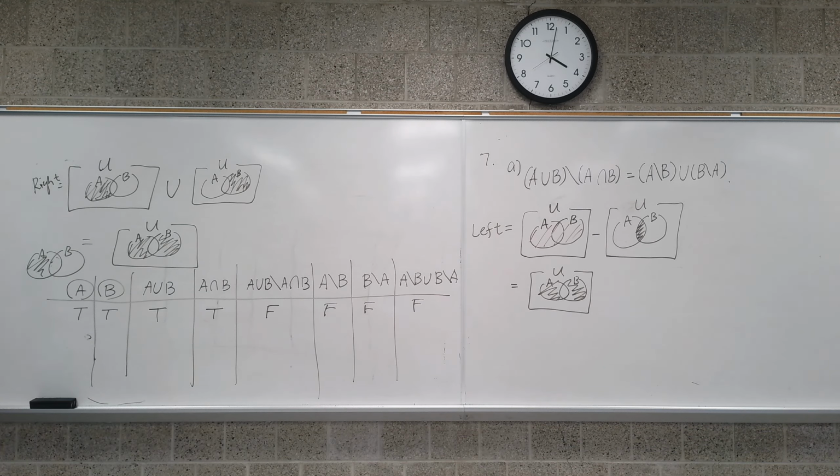So A minus B would only be the A side? A minus B will be only this. You take A and you take away the things that belong to B, so you just have this much.